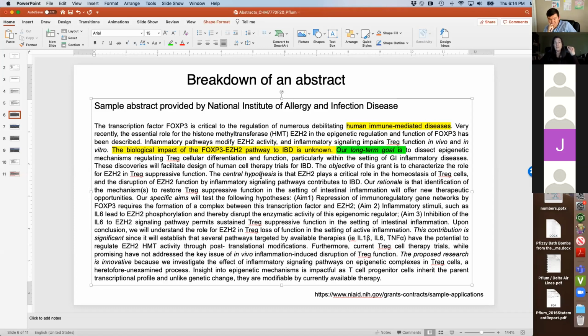Do you see a hypothesis? The central hypothesis is. So this writer is very thoughtful because he's making it super easy for us to find the information we want to see. What about specific aims? Do you see those really clearly? Our specific aims will test the following hypothesis, and this researcher identifies 3 specific aims. For your proposals, I don't know how Ed feels about this, but I would recommend about 2.